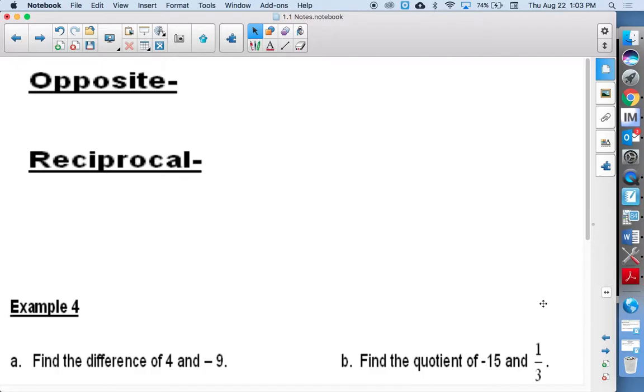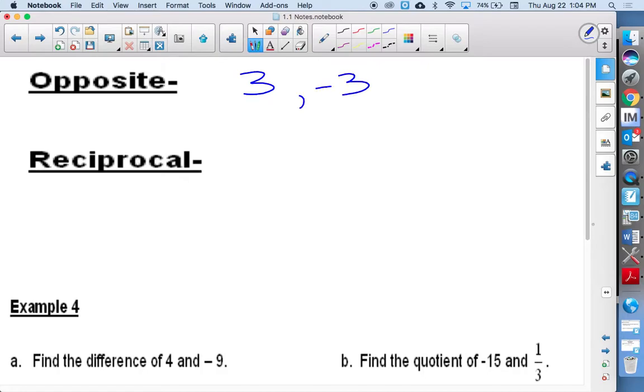Okay, 2 little vocabulary words at the bottom of page 2. We have the opposite. Let's use an example. We have the number 3. What is the opposite of the number 3? Good. Just negative 3. Just the number opposite of positive or negative.